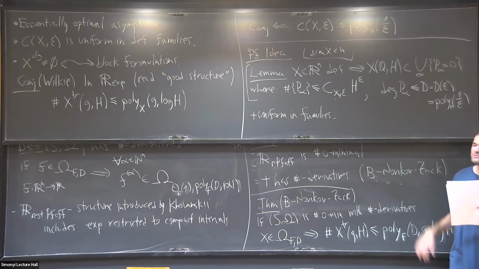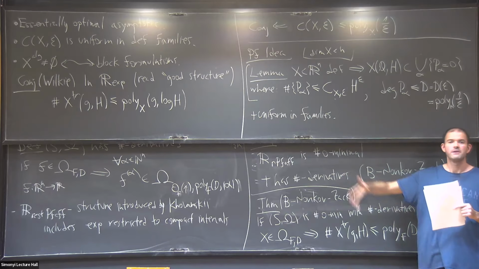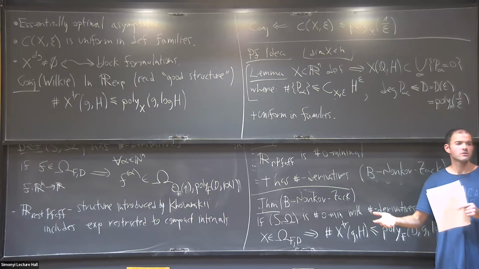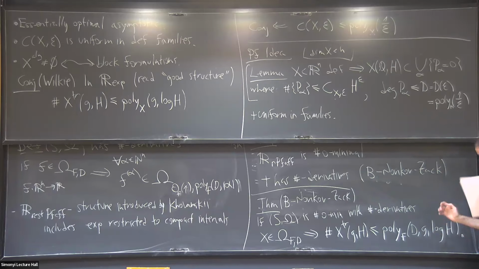So there are some details hidden in the background, but basically you use this notion of complexity to keep track of how things depend on the degree throughout the proof, and eventually you end up with this polynomial dependence on log H. Okay, sorry for running over, and yeah, I'll stop here.